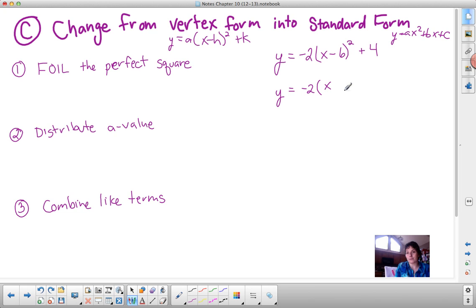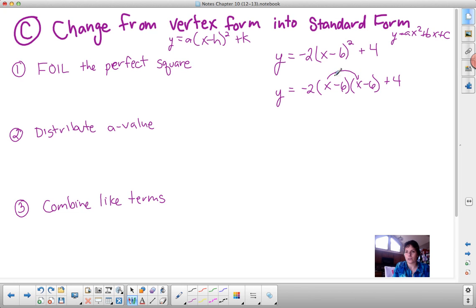as the quantity times itself, x minus 6 times x minus 6. Then add 4. Use your FOIL skills here. So whether you need to use a box to multiply or you can do most of it in your head, you need to FOIL that out. Remember that that's 4 multiplications. That's why we use FOIL, right?